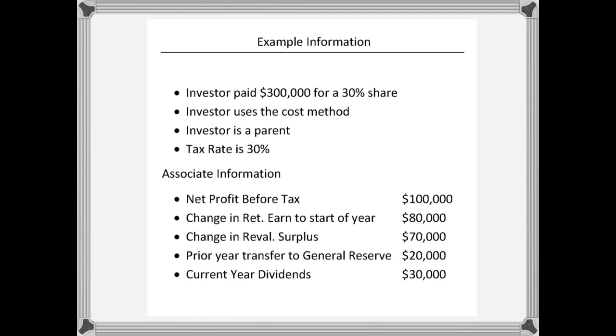Now, all of these amounts are actually the full amounts for the associate. These are not a 30% share of the associate's amounts. These are 100%. This is actually what happened within the associate.